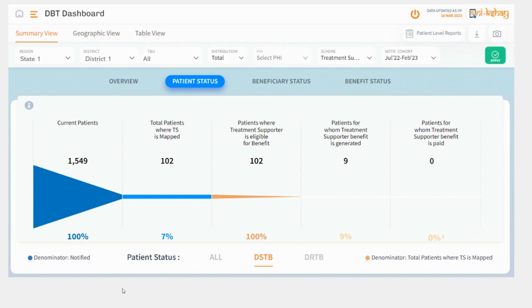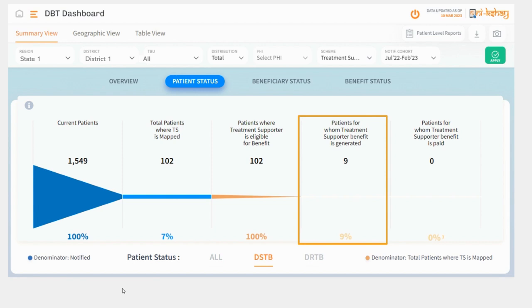Thus, out of the 1,591 current patients in this cohort, which we saw in the overview chart, 1,549 patients are on DSTB treatment. Out of this, treatment supporter has been assigned to 102 patients. All these 102 patients would have completed the treatment successfully and therefore, their treatment supporters are eligible for benefits. However, the benefit would have been generated by DBT Maker for 9 cases.